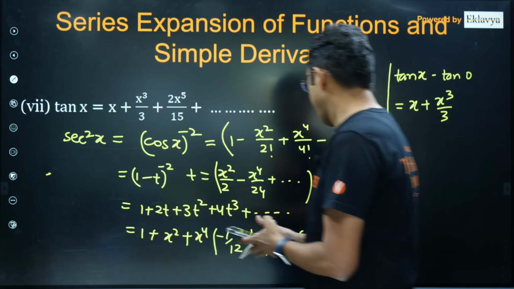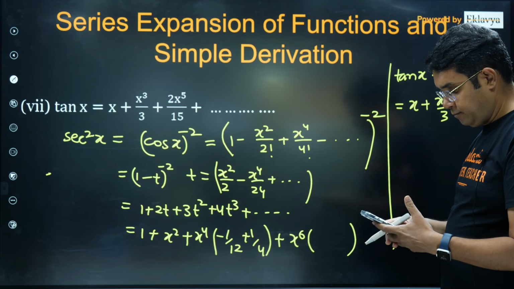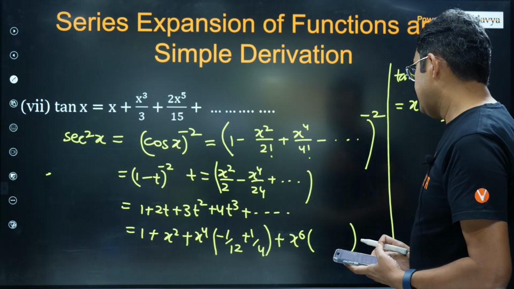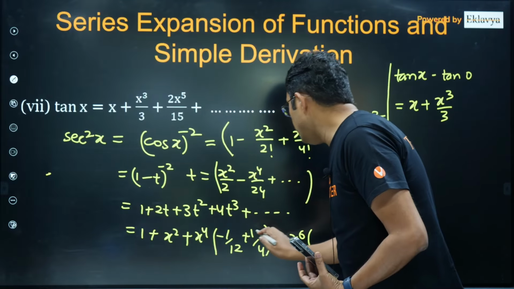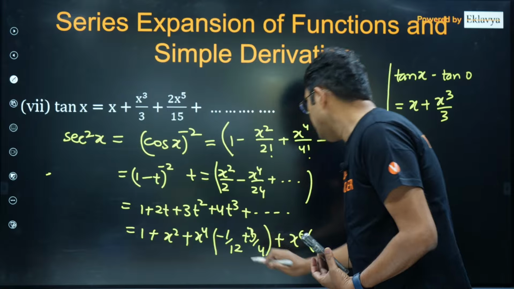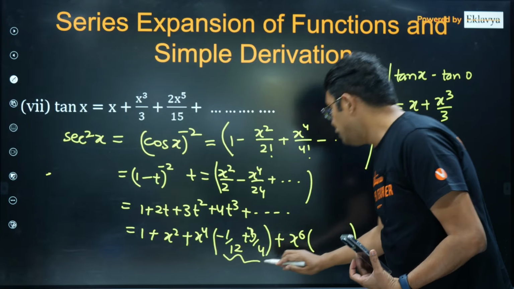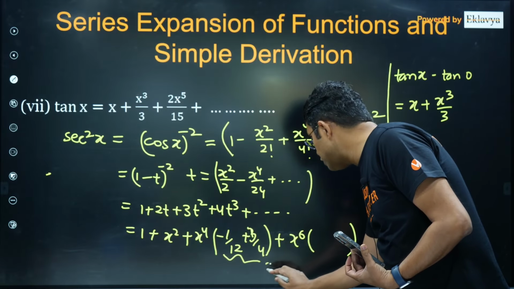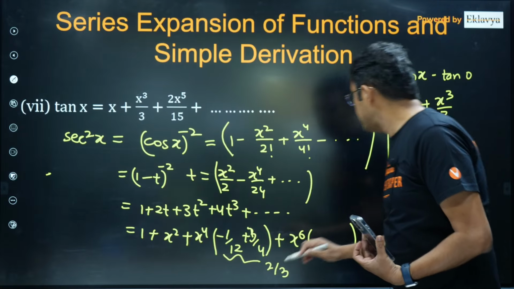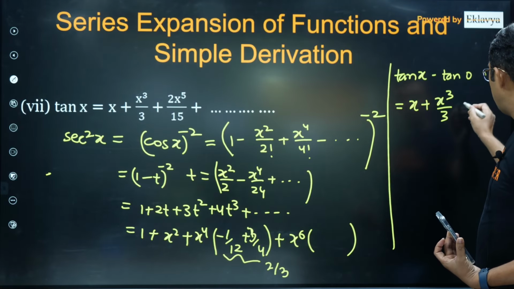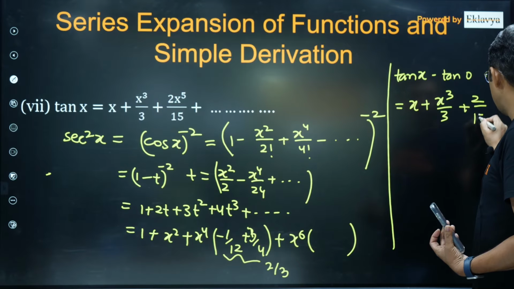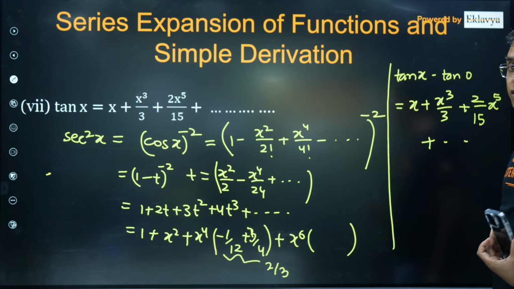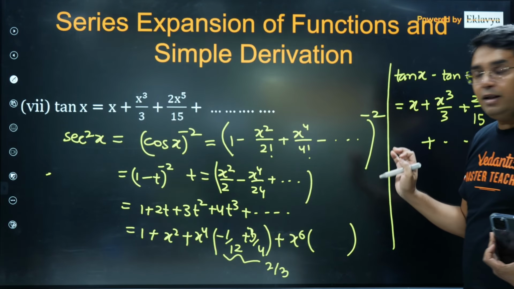Let me see. Okay, that 3 I did not multiply here, so that's the mistake. So if you count 3 also here, it will become 3 into 3, 9 minus 1, 8 upon 12, so that will be 2 upon 3 I think. 2 upon 3, if you do the integration, it will become 2 upon 15 x raised to the power 5. So I think we have got the expansion of tan x with the help of simple integration.